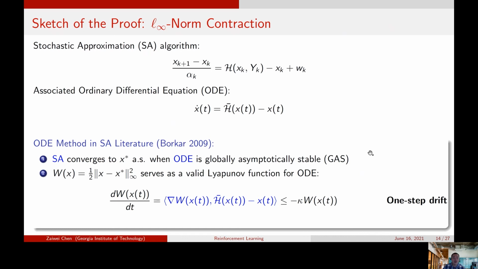By using the sup norm square as a Lyapunov function, we can derive this one-step drift inequality, which says that the derivative of the Lyapunov function is less than or equal to some negative number times the Lyapunov function. And by integrating this one-step drift inequality, we get the exponential convergence rate of the ODE. We need to pay attention to the blue term in the middle of the one-step drift inequality. It's the dot product between the gradient of the Lyapunov function and h bar of x minus x. And this term will also appear when we study the stochastic approximation algorithm.